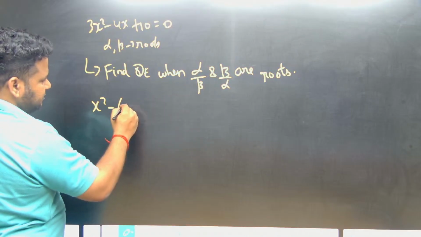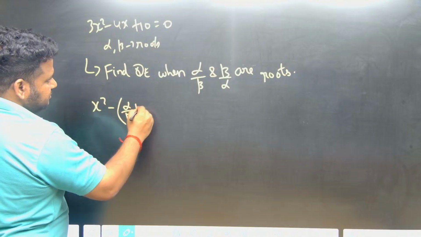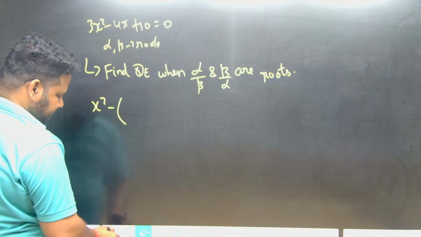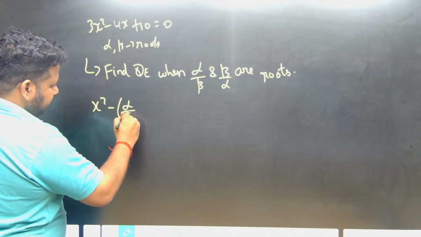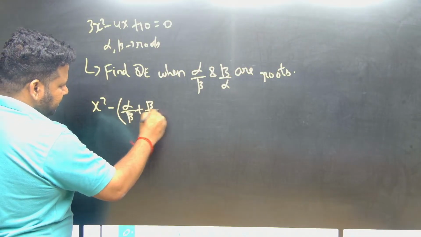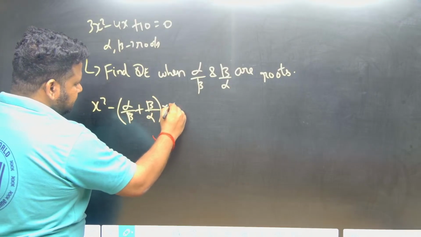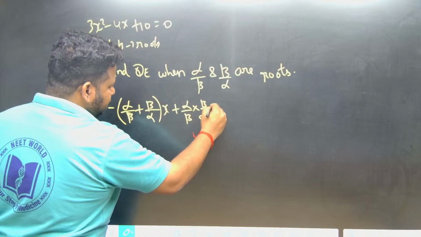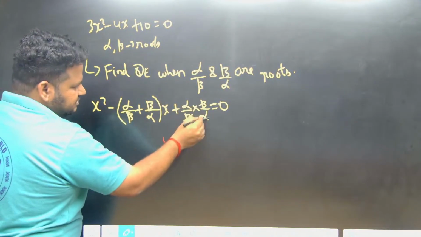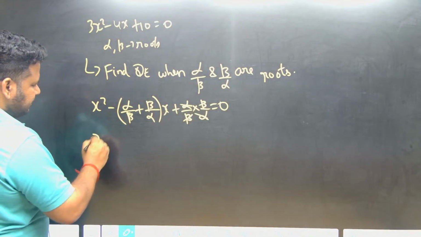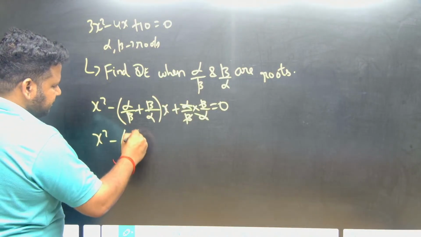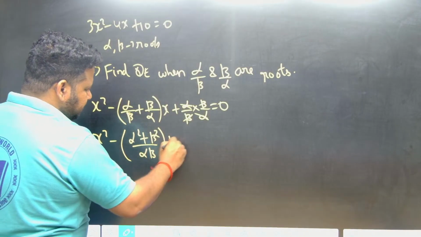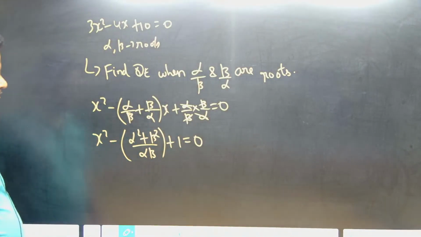x square minus the sum of the roots, that is alpha by beta plus beta by alpha, into x plus alpha by beta into beta by alpha is equal to 0. Now this and this cancel, I will be having 1. So x square minus, if I take LCM, alpha square plus beta square by alpha beta, into x plus 1 is equal to 0. This is what I will be having.